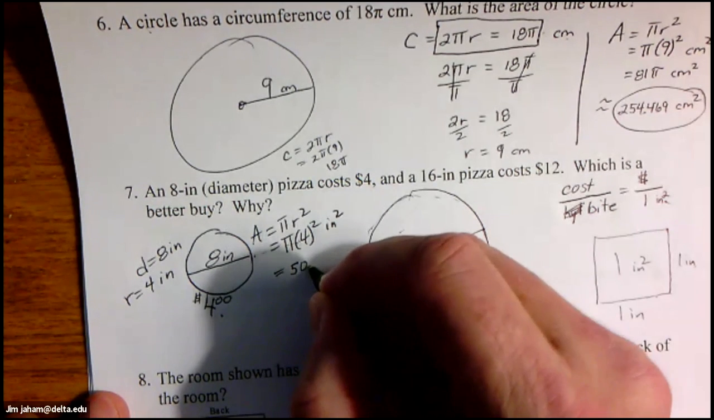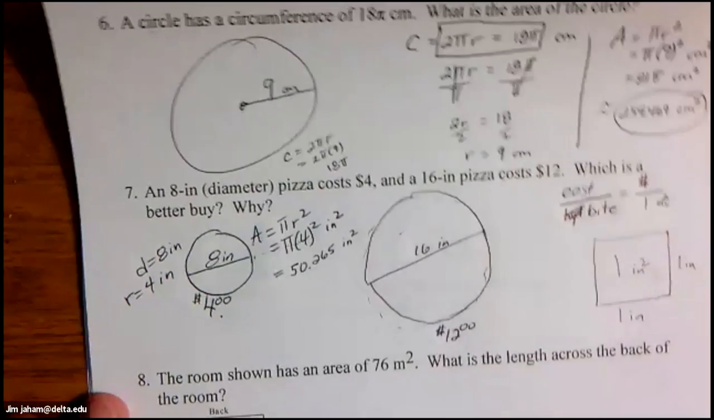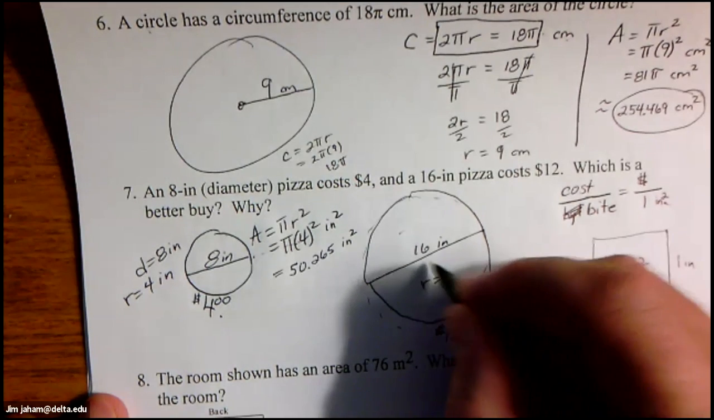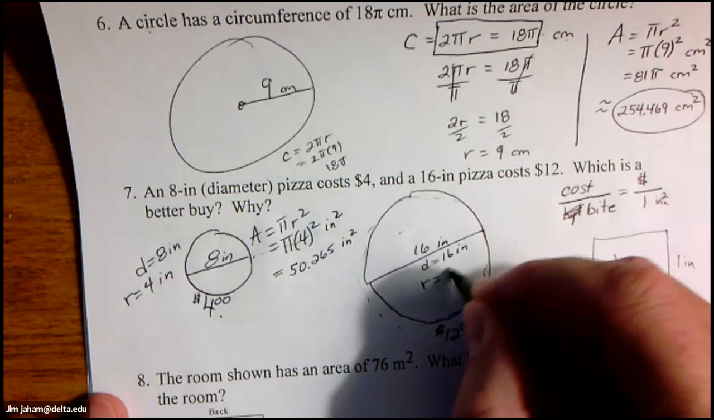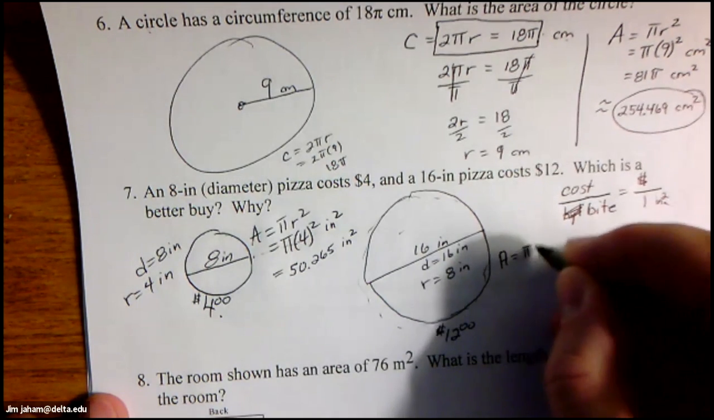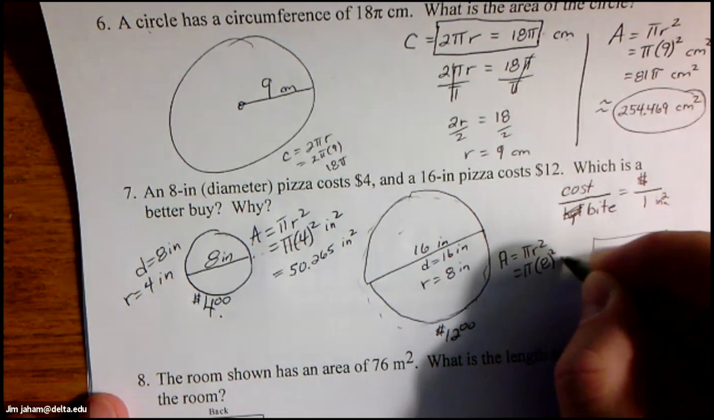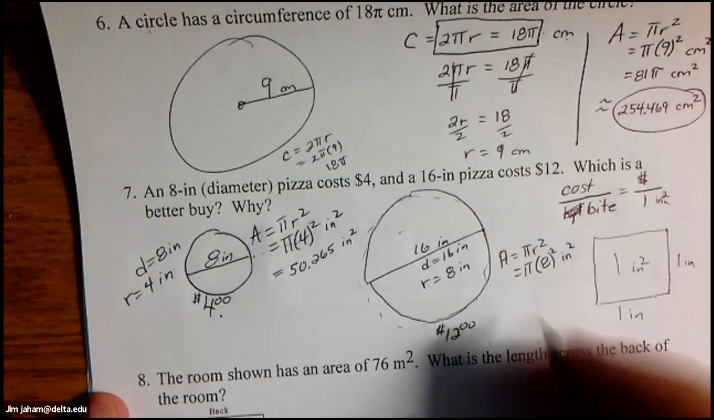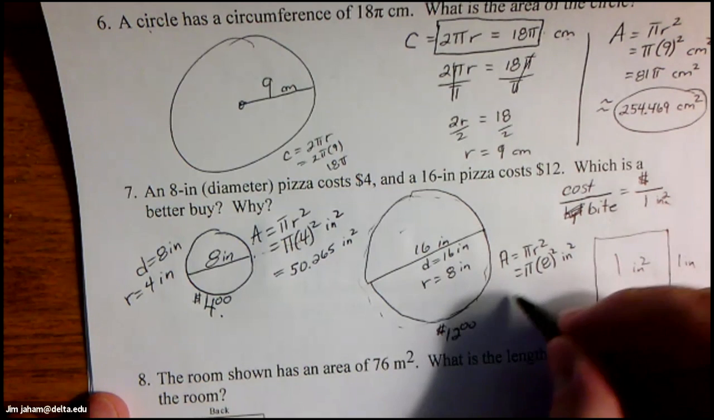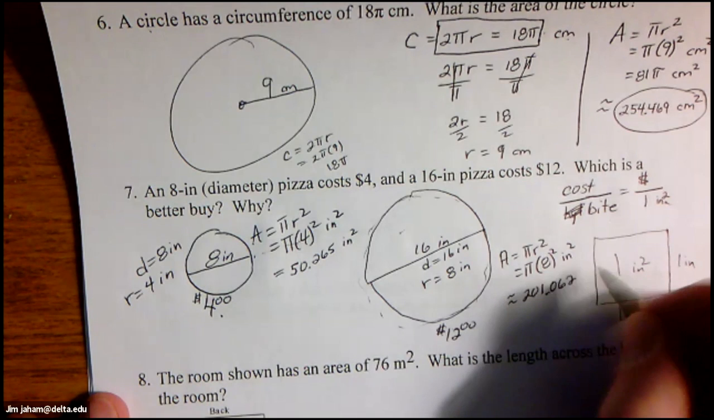50 point, let's call it 265. That should be enough precision. And over here, since the diameter is equal to 16 inches, the radius is half of that, 8 inches. So the area is pi times 8 squared, and that's square inches. So that's 64 pi. As a decimal, when you plug that in, you get something close to 201.062 square inches.